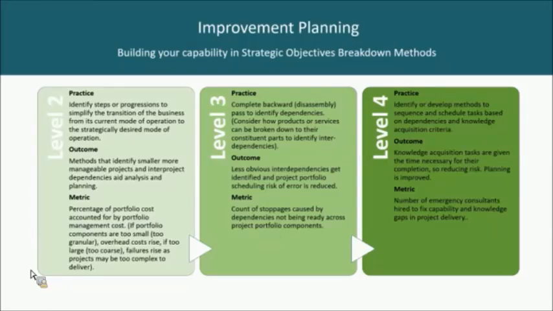Not a lot of organizations are undertaking this at a strategic level. By the time we get to level 4, what are we looking at? Developing methods to sequence and schedule tasks based on dependencies and knowledge acquisition criteria. And if we look at the metrics, once again, a level 2 metric is very much just looking at the costs of it, how much of the percentage of portfolio cost accounted for by the management. But by the time we get to level 4, we're looking at, well, the number of emergency consultants hired to fix capability and knowledge gaps in project delivery, with the goal being to drive that to 0, or as close to 0 as is physically possible.